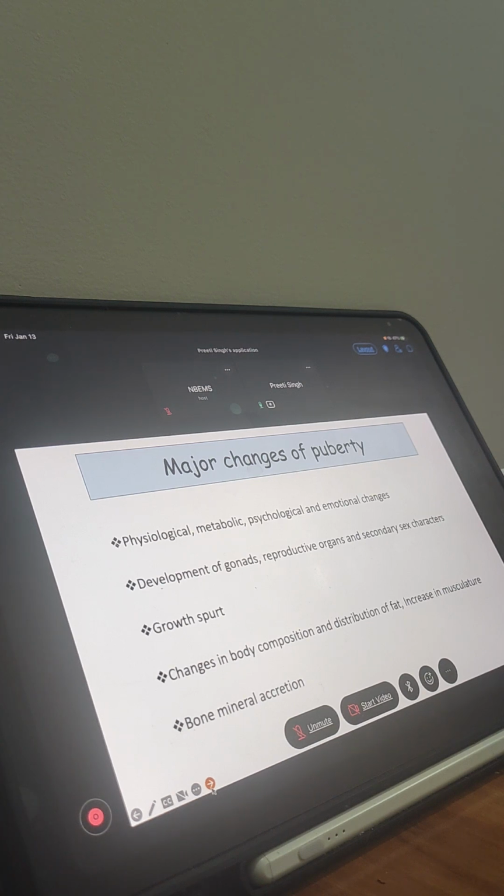Then there are a lot of changes in the body composition, the distribution of fat, and increase in the musculature and lean body mass, as well as bone mineral accretion that makes this phase extremely important.